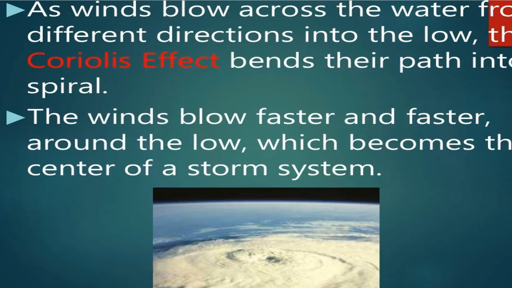As winds blow across the water from different directions into the low, the Coriolis effect bends their path into a spiral. The winds blow faster and faster around the low, which becomes the center of the storm system, as you can see in the picture.